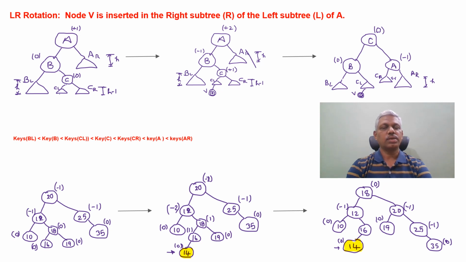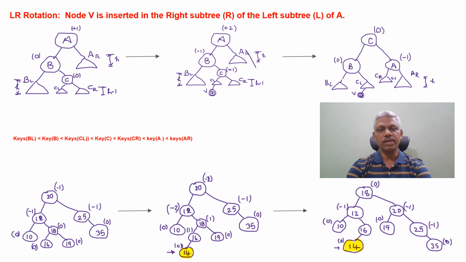Now let us assume that the heights of CL and CR are h-1, whereas the height of the left subtree of B is h, and the height of the right subtree of A is h. At this point of time, C has balance factor 0 because both subtrees are the same height, and at B also balance factor 0, at A balance factor is +1. Now if I add a vertex V on the right subtree of the left subtree of A, so B is the left subtree of A and C is the right subtree of the left subtree of A. So we are adding a vertex in the right subtree of the left subtree of A.